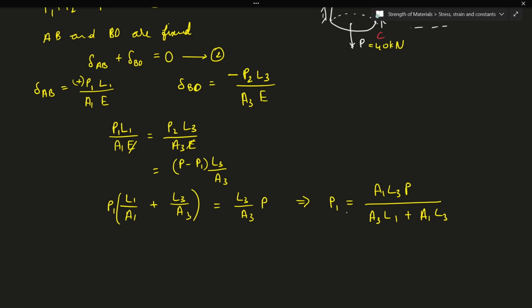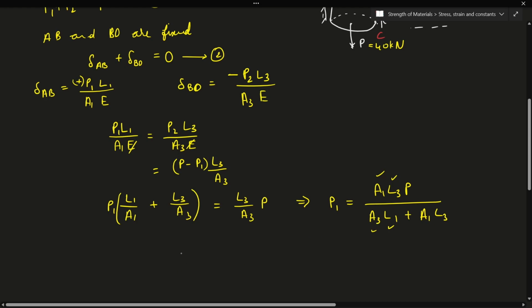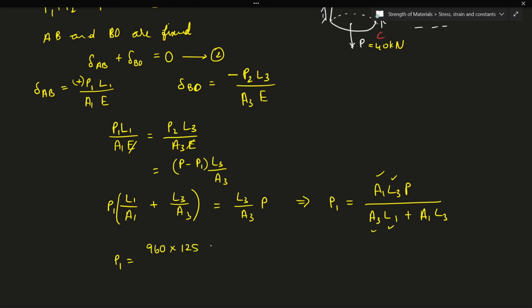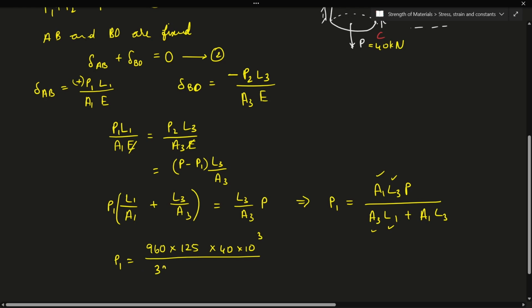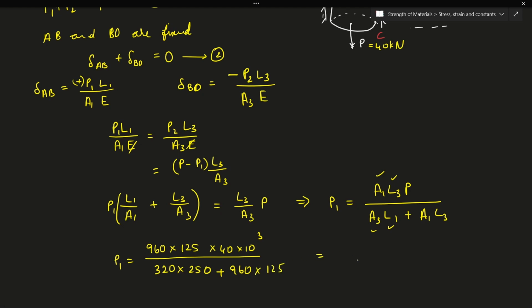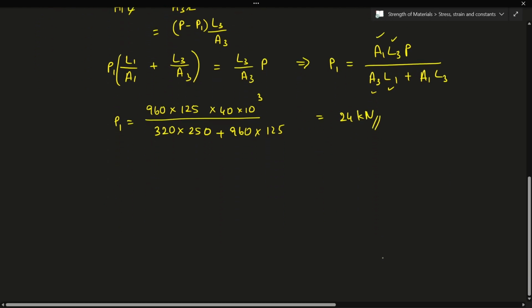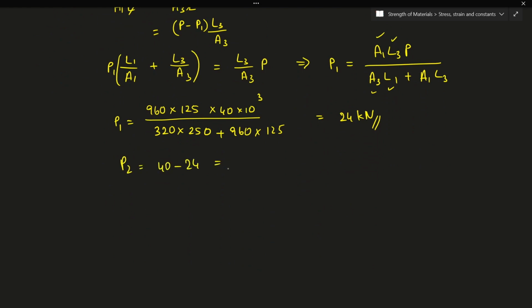Now if I substitute all the values here, I know the value of A1, I know the value of L3, A3 is also known, L1 is also known. So let me write one more step for the substitution purpose: 960 into 125 into 40 into 10 to the power of 3, whole divided by 320 into 250 plus 960 into 125. So if I simplify this, I'll be getting 24 kilonewton. Okay, so now P2 is nothing but 40 minus 24, which is 16 kilonewton.